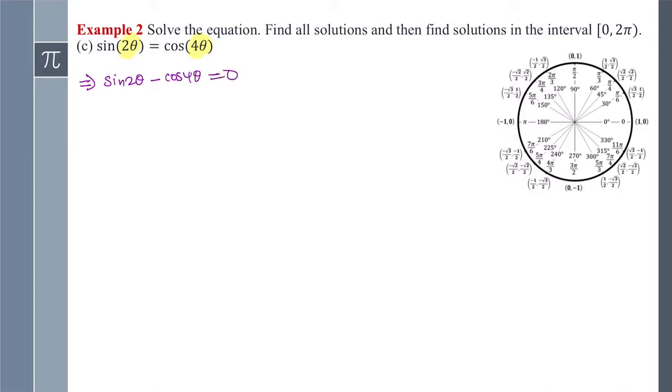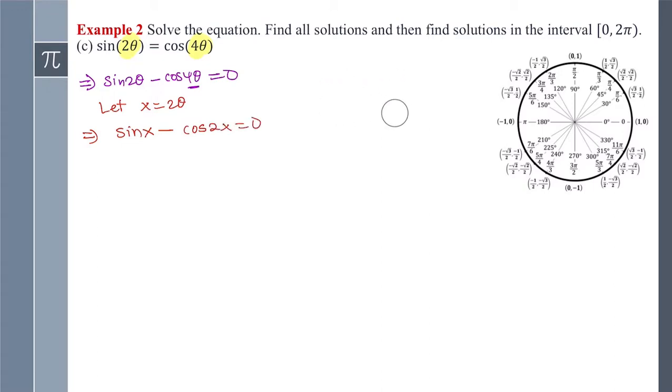Now here we have 2 theta and 4 theta. We know that we have a formula for 2 theta, but we don't have a double angle formula for 4 theta. So we just have to use a small trick here. What I'm going to do is let x equal 2 theta. So when I do that, I can rewrite this equation as sine x minus cosine 4 theta, which is 2 times 2 theta or 2 times x, so cosine 2x equals 0.